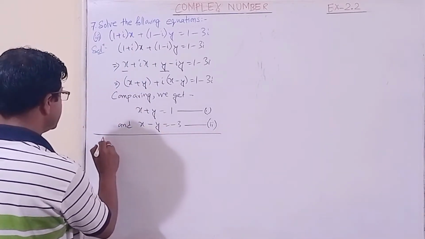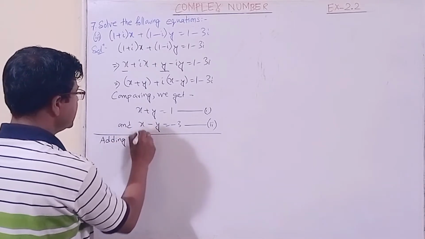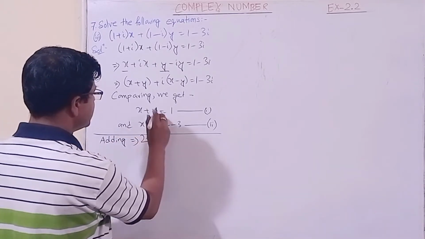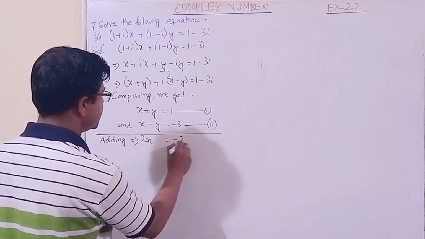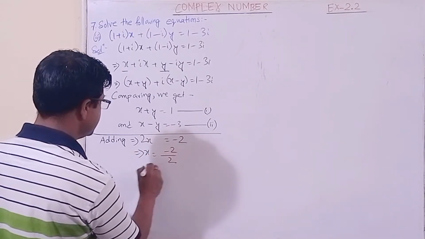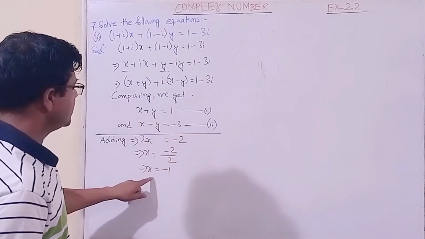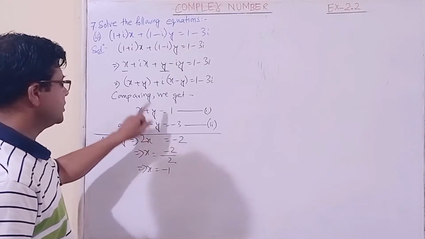Suppose adding, here we use the general method. x plus x, the 2y terms will get cancelled. This is minus 2. So x will be minus 2 by 2, x equal to minus 1. Then we put this value of x in any of the two equations here.